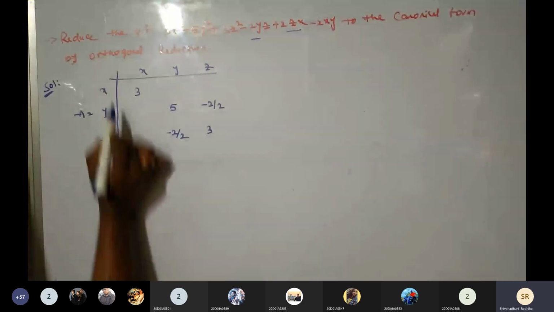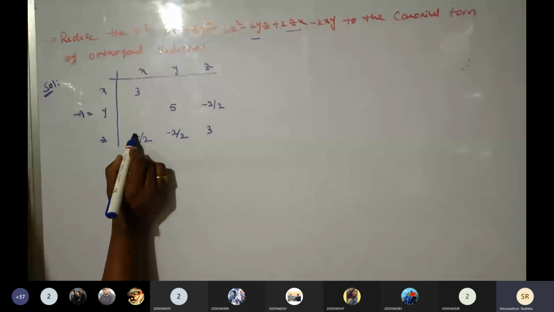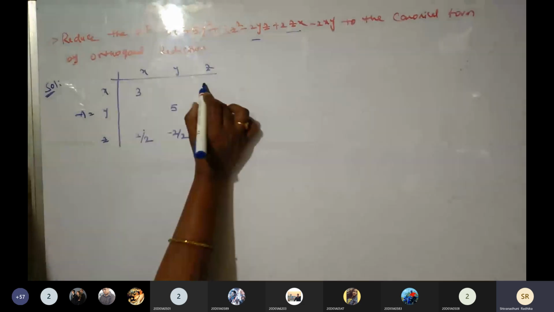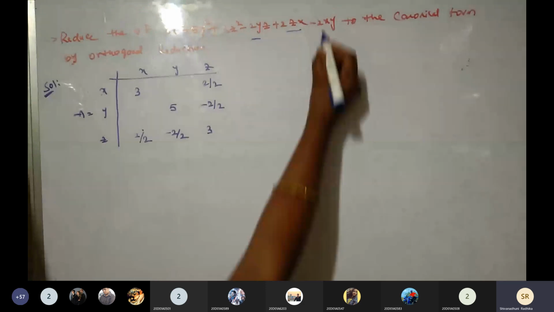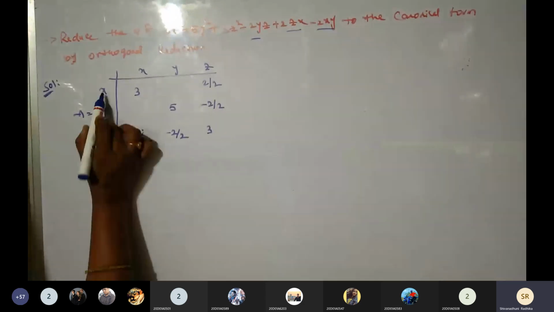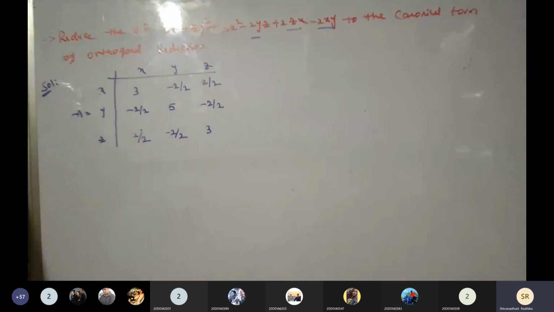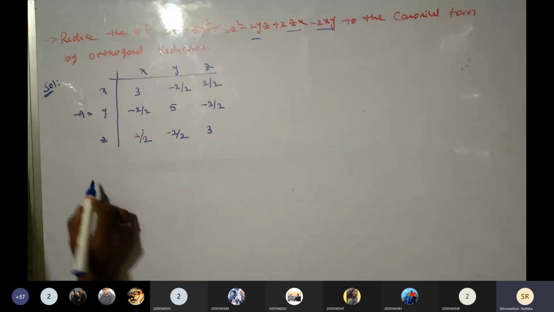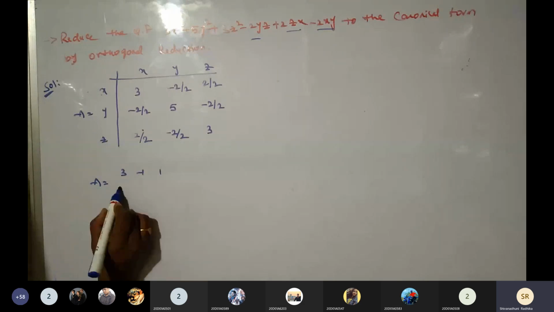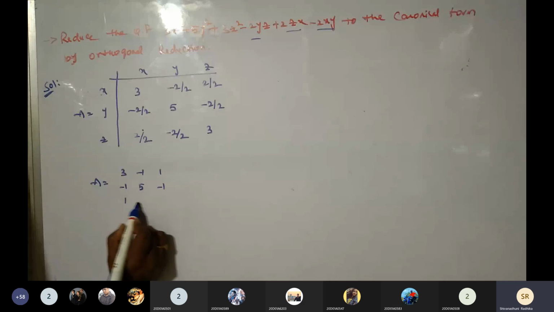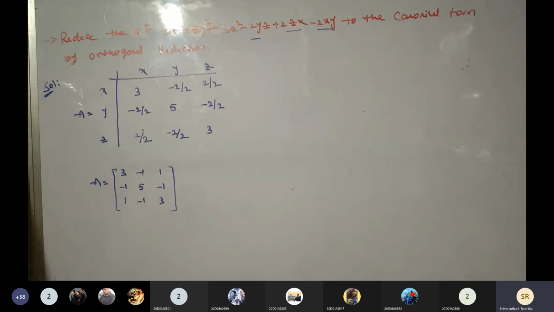Now the next one, 2zx. The coefficient is 2, again we divide by 2. zx equals xz, so that is 2 by 2. The last one, minus 2xy: the coefficient is minus 2, divide by 2, minus 2 by 2. Is it clear? Now capital A equals 3, minus 1, 1; minus 1, 5, minus 1; 1, minus 1, 3. So this is a symmetric matrix.